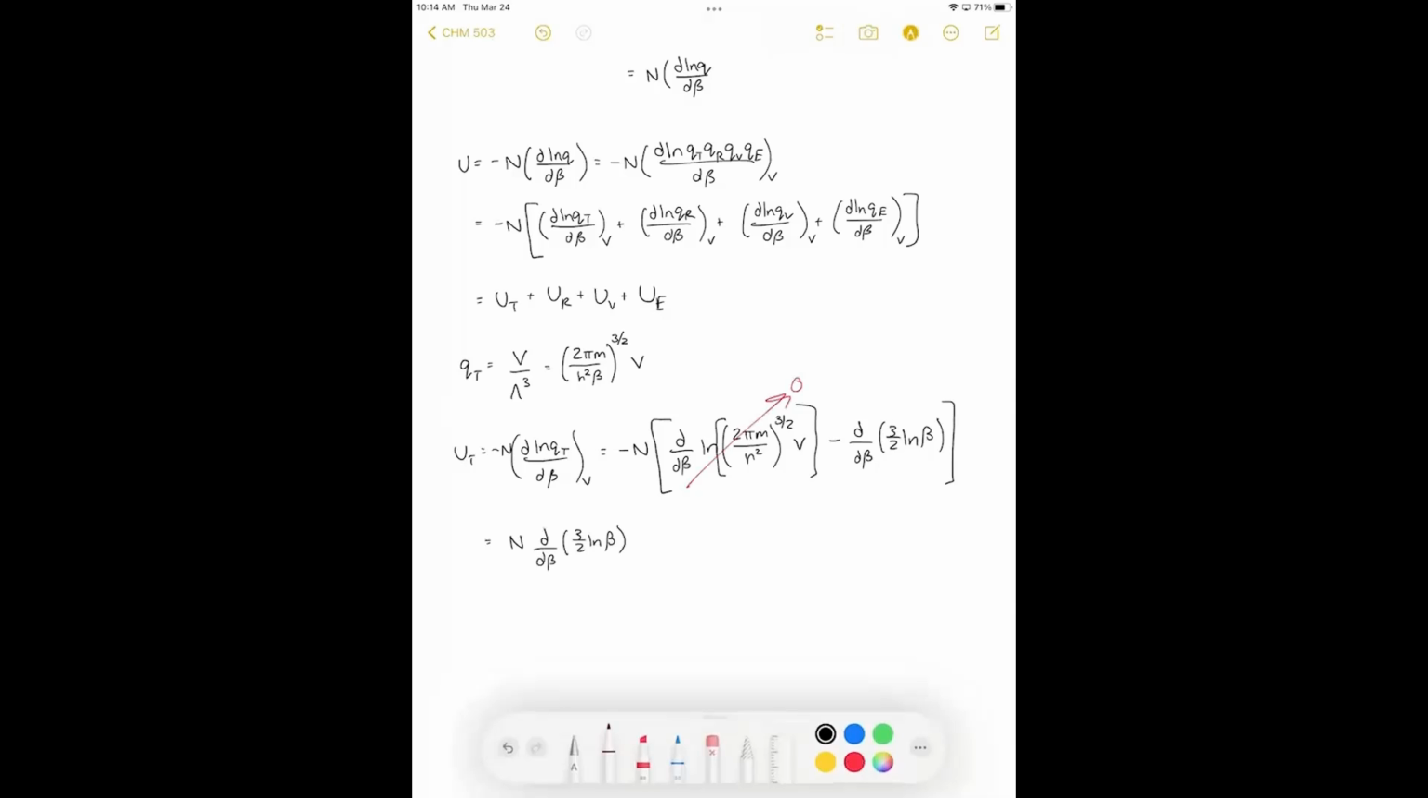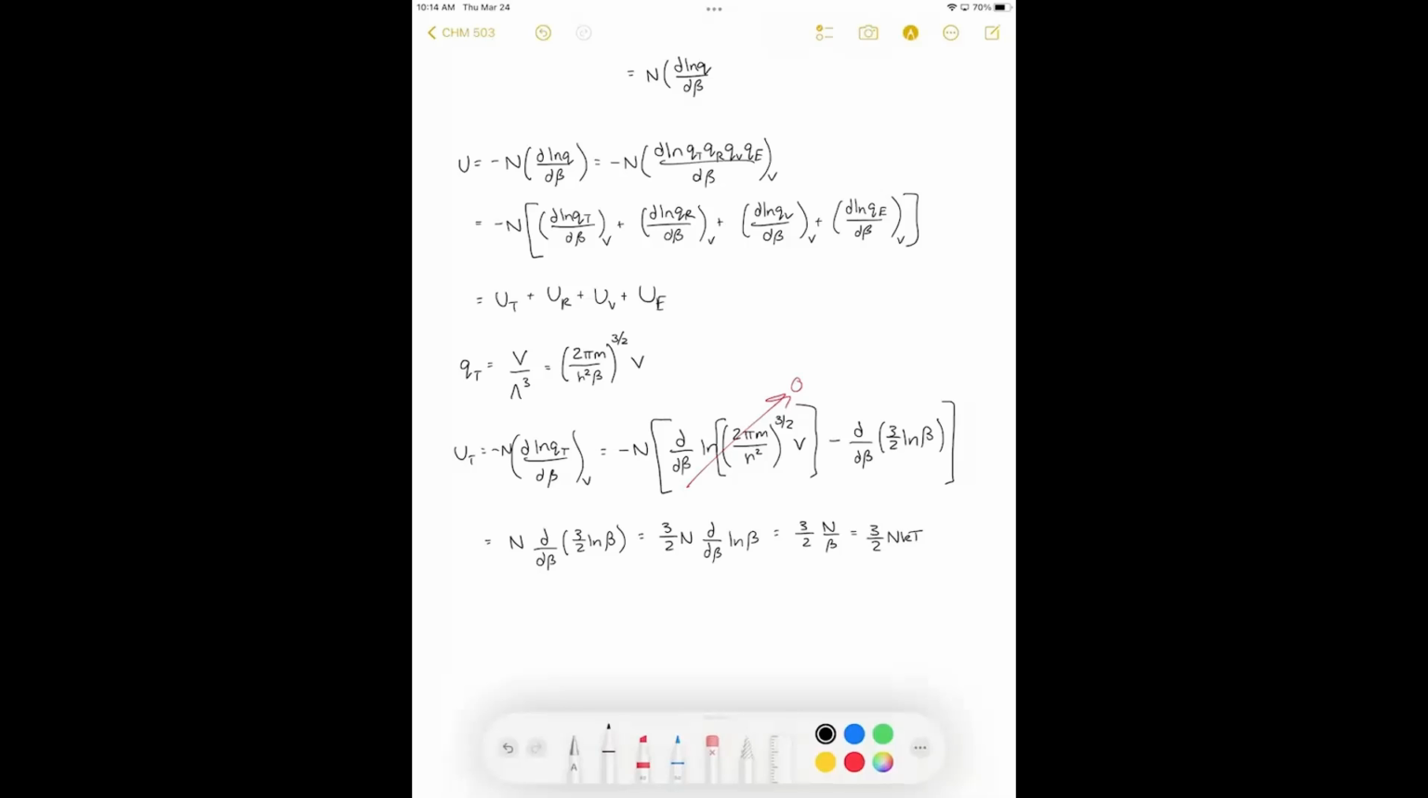And the 3/2 is, of course, a constant. We can pull that out. So we have 3/2 N times the derivative with respect to beta of the natural log of beta. And the derivative with respect to beta of the natural log of beta is 1 over beta. So this gives us 3/2 N over beta. Beta is simply 1 over kT, so it gives us 3/2 NkT.